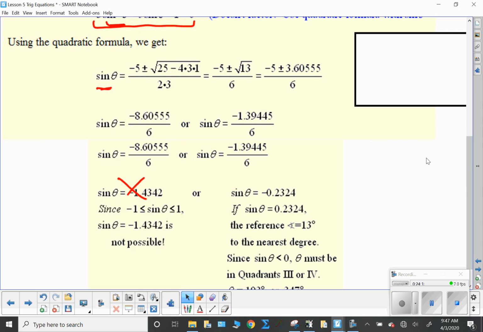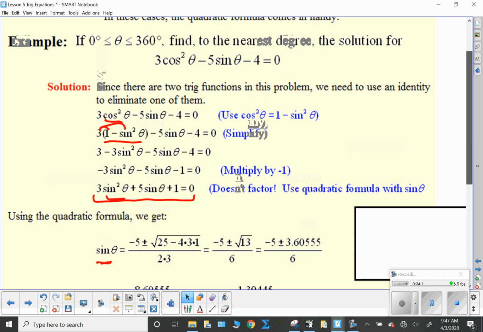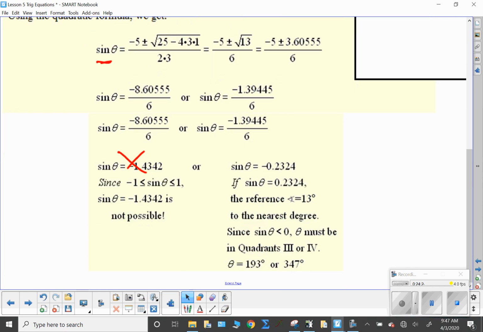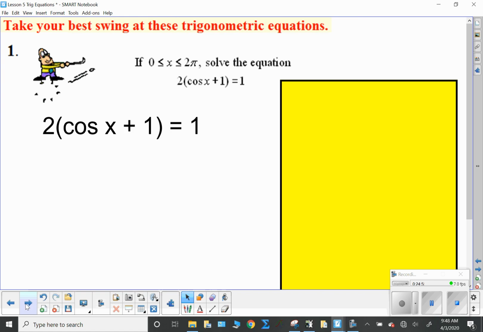I want angles between 0 and 360. So that means sine is negative in here and here. So this is going to be 180 plus 13 and 360 minus 13. That's where I get my 347 and my 193. Alrighty. If something is not on the unit circle, you will be able to use a calculator. So unit circle one, you've got to be able to do it without a calculator.